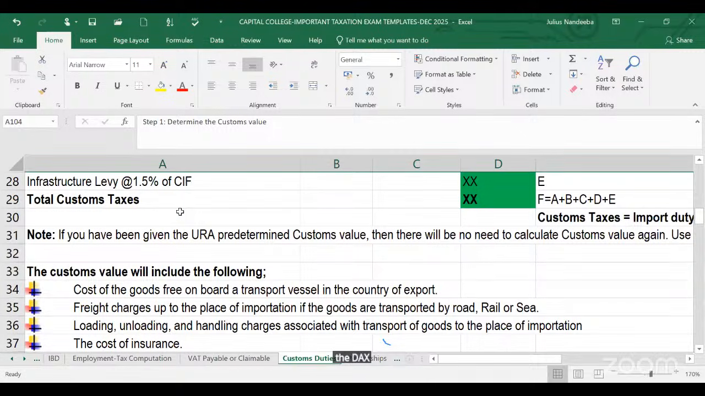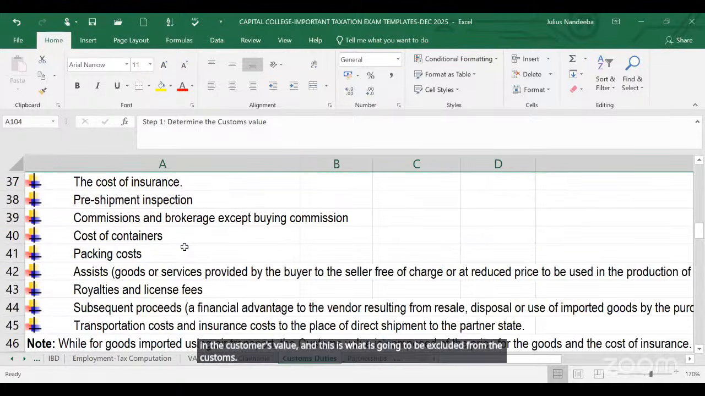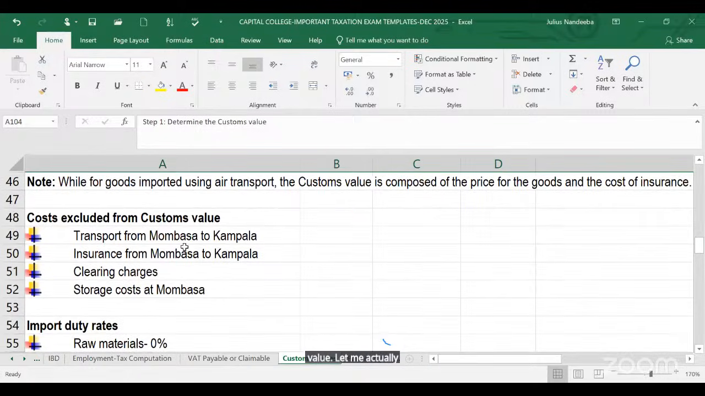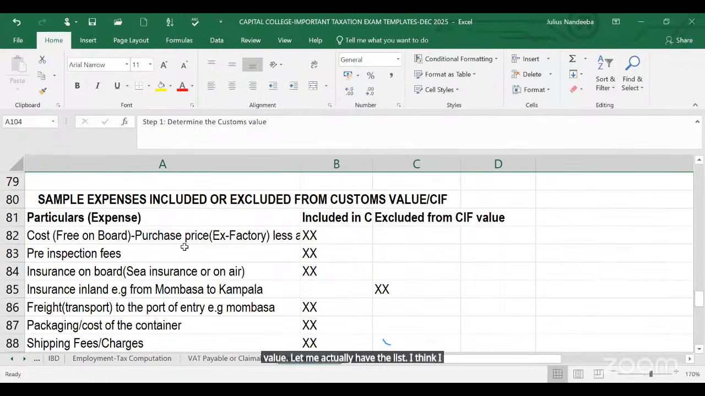So in other words, pray that you get the motor vehicle computation and then they have given you the predetermined customs value, and then you move. Now, this is what is going to be included in the customs value, and this is what is going to be excluded from the customs value. Let me actually have the list. I think I generated the list for you here.